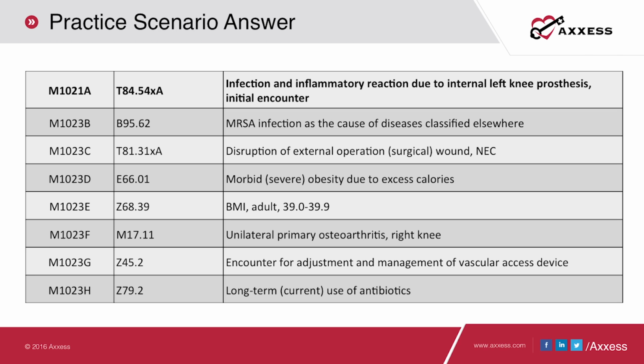E66.01 is morbid obesity due to excess calories. Z68.39 is BMI, adult, 39.0 to 39.9. M17.11 is unilateral, primary osteoarthritis, right knee. Z45.2, encounter for adjustment and management of the vascular access device. That's going to be your PICC line. Z79.2 is long-term current use of antibiotics.